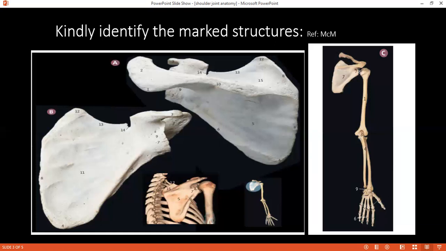Okay. Can you please tell me what structures are attached to the coracoid process? The short head of the biceps, the coracobrachialis, and the insertion of pectoralis minor. And ligaments? 3 ligaments. The coracoacromial ligament, 2 coracoclavicular ligaments, the conoid and trapezoid ligaments, and the coracohumeral ligament.